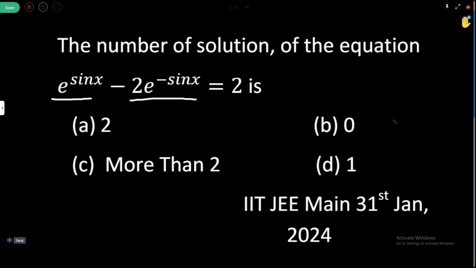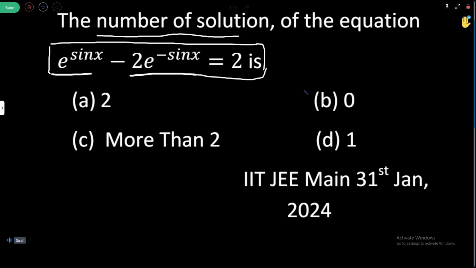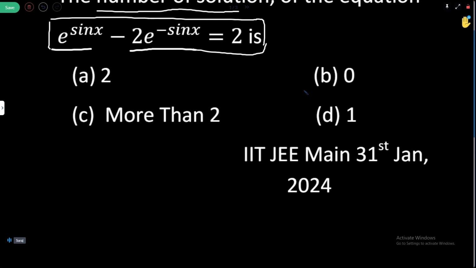Hi, the question is: given e to the power sin x minus 2 into e to the power minus sin x equals 2, you have to find the number of solutions. Here it is not required to find the solutions, you just have to find the number of solutions. We will start this question with a basic question which you have already done in school.